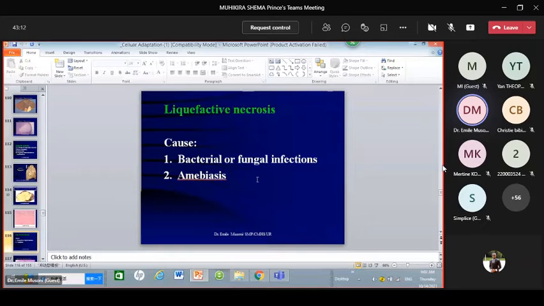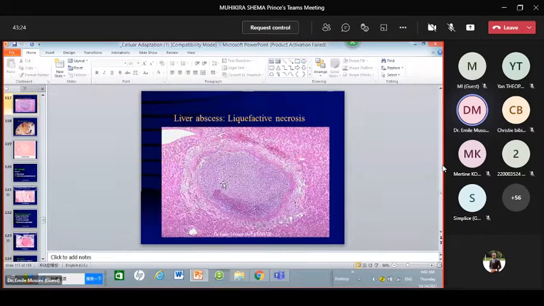Another type of necrosis is liquefactive necrosis. This one is caused by bacterial or fungal infection or amoebiasis. For example, this one is a liver abscess caused by amoebiasis. This one is liquefactive necrosis. When there is an abscess, you have to drain that abscess because it is dead tissue.